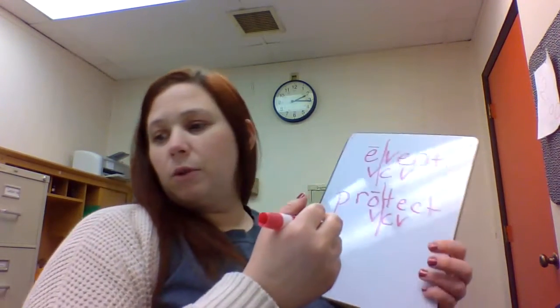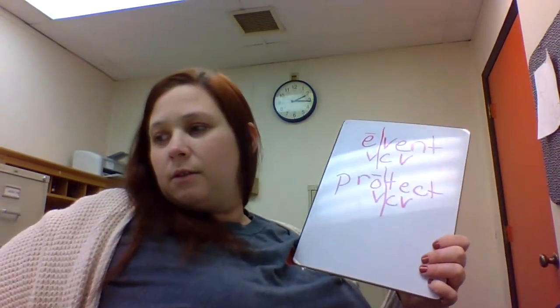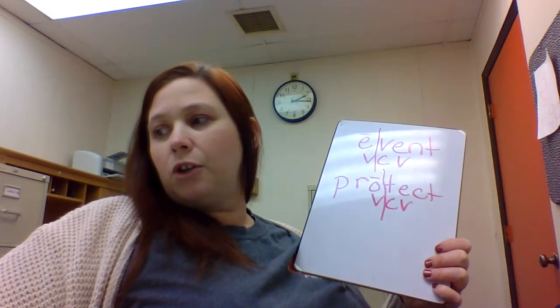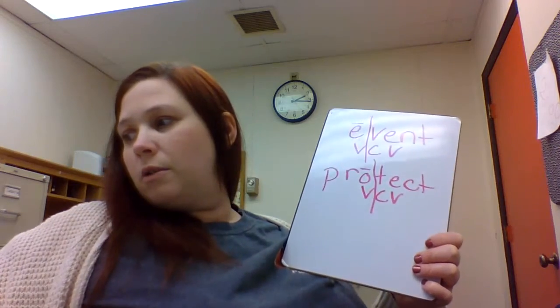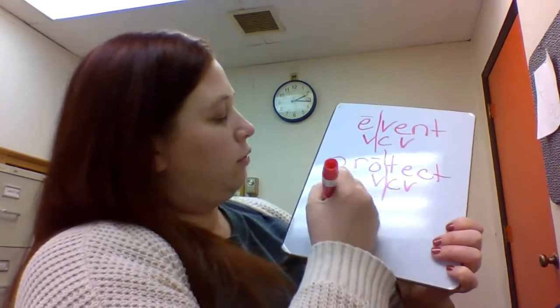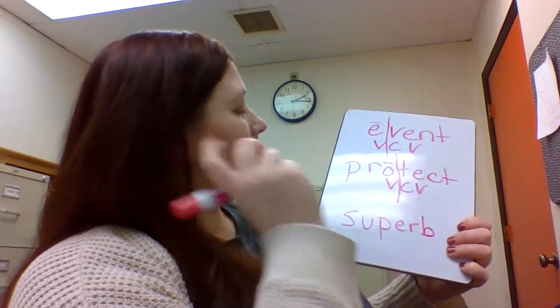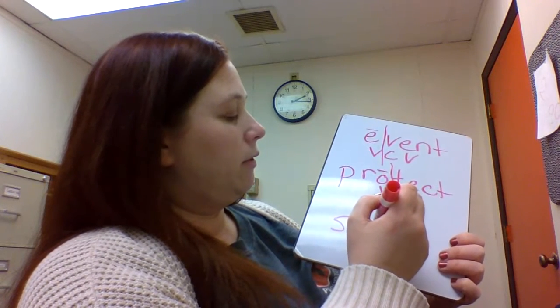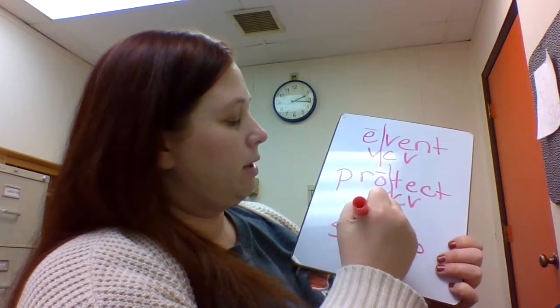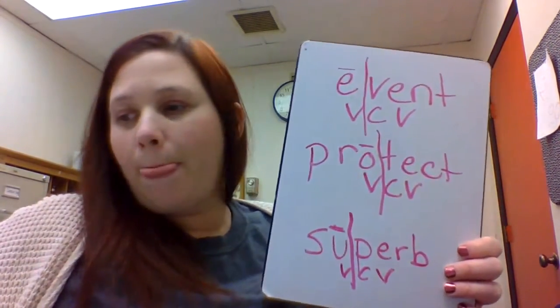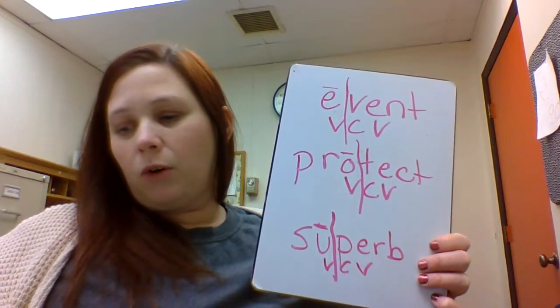And then we can also do it with our U. Let's look at superb. Again, vowel, consonant, vowel. If we put it right here, it'd be sup-erb, but we know that's not right. We want it to be su-perb. So we would draw our line there. Let's practice spelling a couple of words like this.